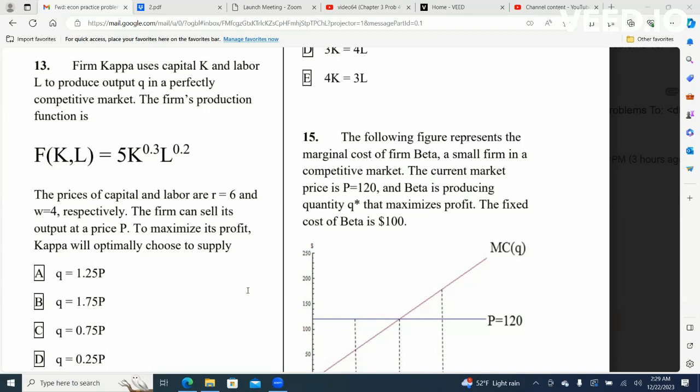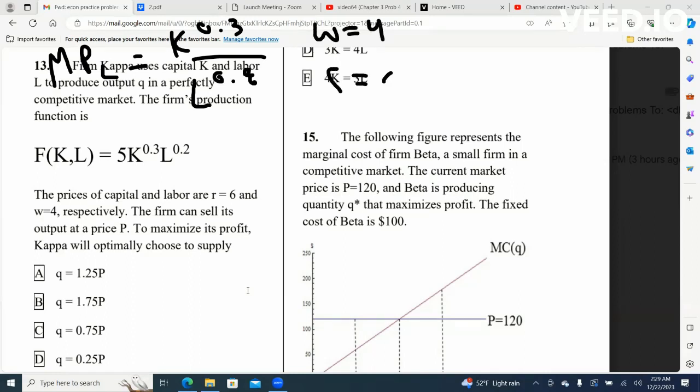So we start with the Q of KL, which is right in front of us. So of course, first we do the MPL, marginal product of labor, equals K to the 0.3 over L to the 0.8. Let's remember that W equals 4, R equals 6. We of course do the MPK, marginal product of capital. I get 3 halves L to the 0.2, K to the 0.7.